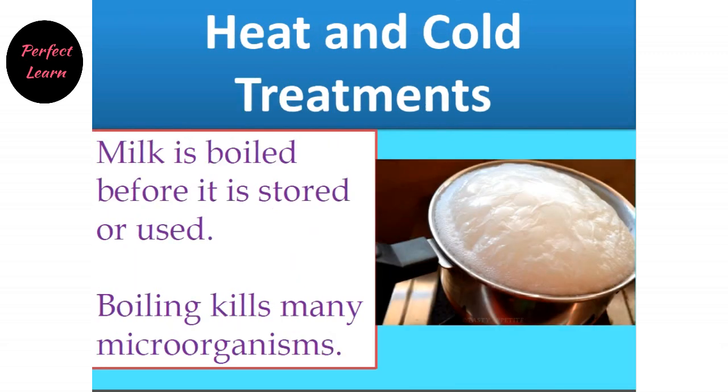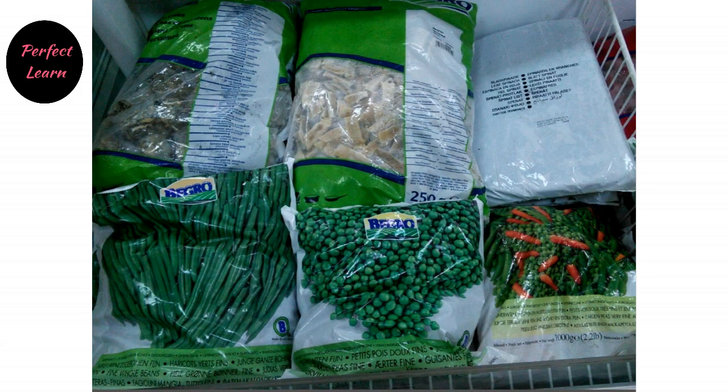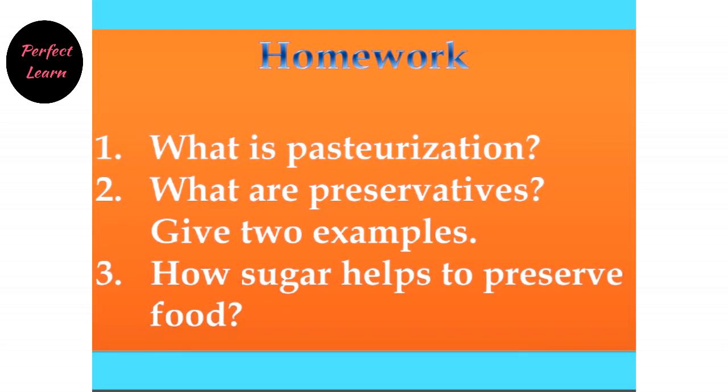Heat and cold treatments. Milk is boiled before it is stored or used. Boiling kills many microorganisms. The milk is heated to about 70 degrees Celsius for 15 to 30 minutes. This is called pasteurization. This process was discovered by Louis Pasteur. Storage and packing. Nowadays, dry foods and even vegetables are sold in sealed airtight packets to prevent the attack of microbes.